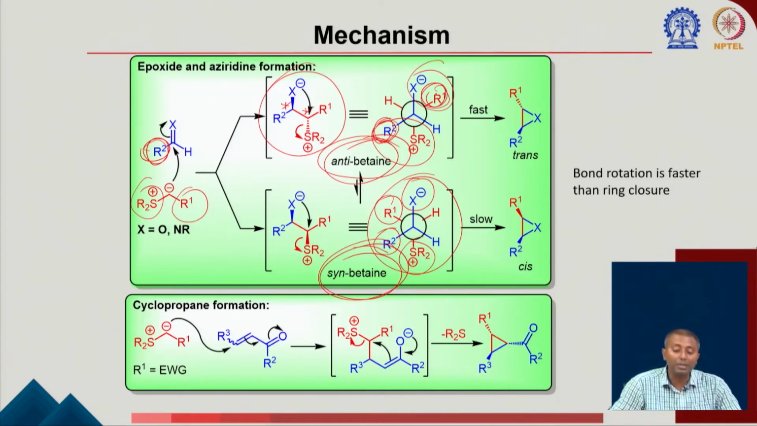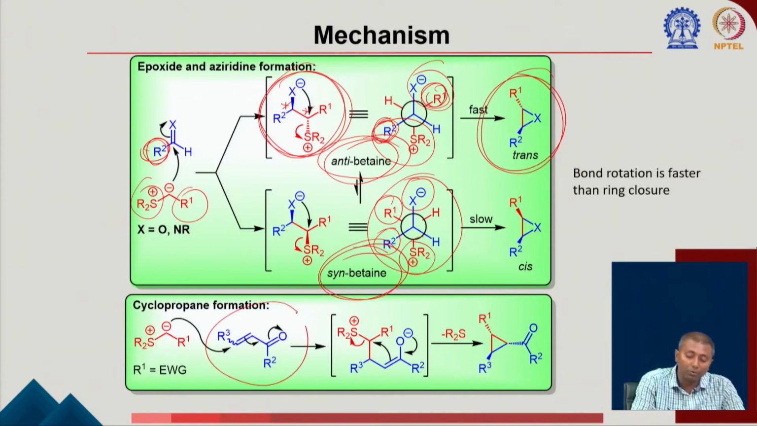Whatever you see, it is always coming back to the anti, and then at the end you will be able to form the corresponding trans product. If it is epoxide or if it is aziridine, it doesn't matter, you end up getting the corresponding trans product. And again in the case of cyclopropane, when you are going for the attack here, the orientation of these groups is very important, so that R3 and R1 will prefer to be trans to each other in the corresponding transition state, which will end up giving products that are also trans.